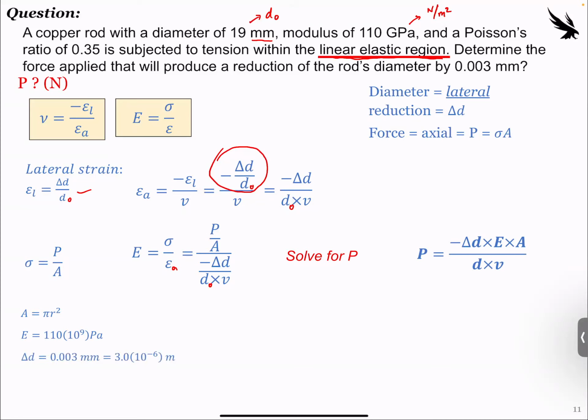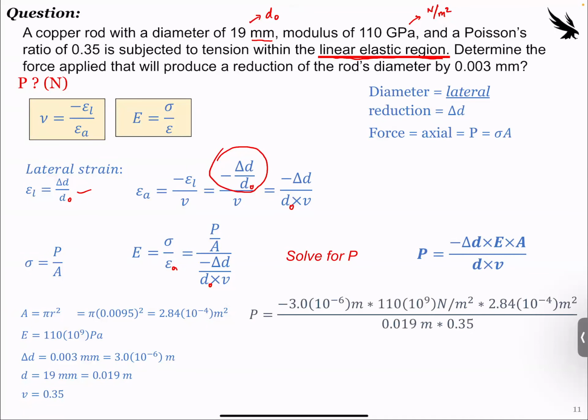The change in diameter that we care about is 0.003 millimeters, so I'm going to bump that up to meters here: 3 times 10 to the negative 6, since a millimeter is 1/1000th of a meter, so we divide by 1,000. Same with the original diameter. The original diameter is 19 millimeters, divided by 1,000, so 0.019 meters. And the Poisson's ratio is 0.35. Calculating the area, and I converted this already into meters squared, is 2.84 times 10 to the negative 4. Really, really small stuff, but at least now we're all in the correct units.